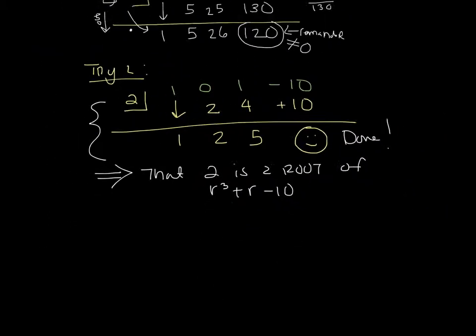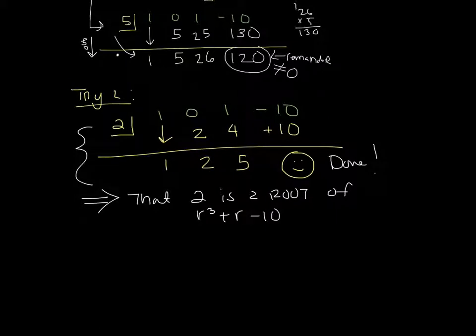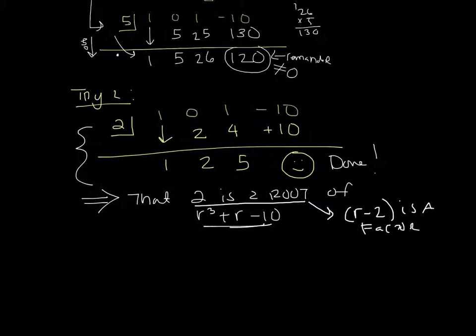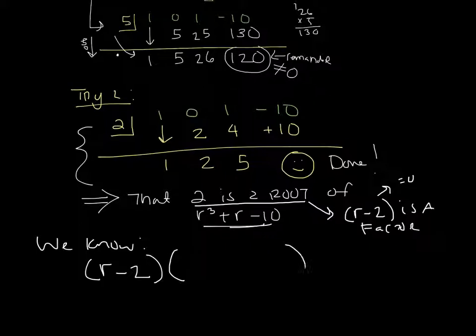Okay, so let's break this down. Now that we have this part, the fact that 2 is a root means r minus 2 is a factor of this polynomial. Because if you set this equal to 0, r is 2. So we know r minus 2 is a factor, and then you have a resulting polynomial left. What is that resulting polynomial?